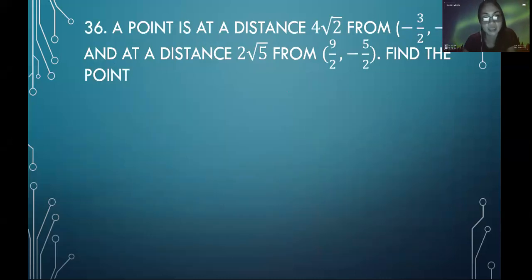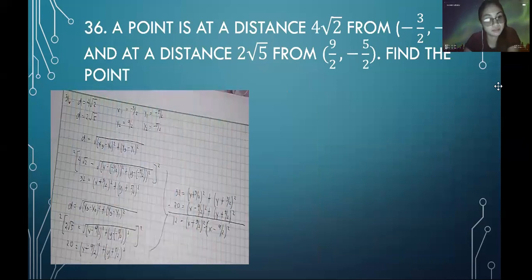Number 36. A point is at distance 4 square root of 2 from the point negative 3 over 2, negative 5 over 2, and at the distance of 2 square root of 5 from 9 halves and negative 5 halves. Find the point. So d is equal to the square root of x sub 2 minus x sub 1 squared plus y sub 2 minus y sub 1 squared. So substitute the values listed above.